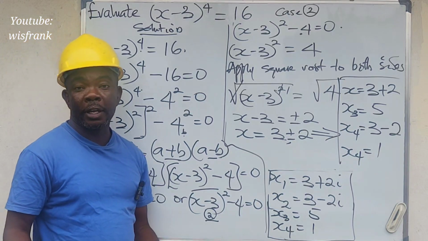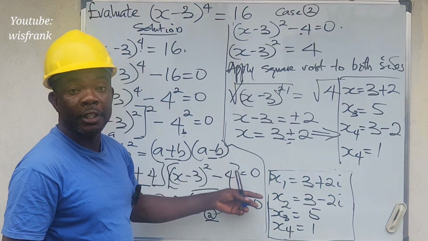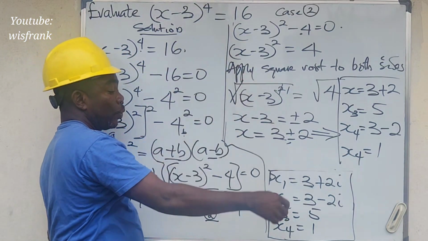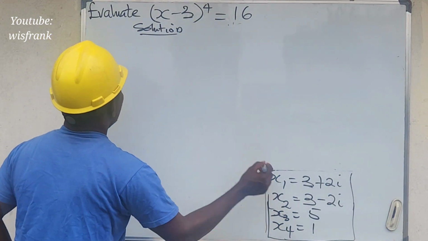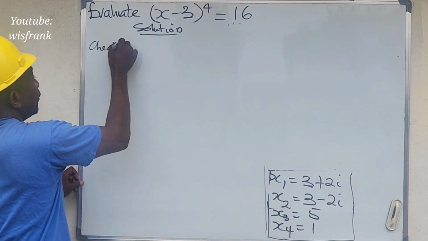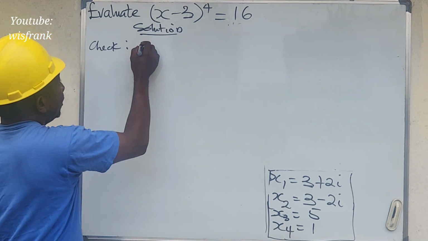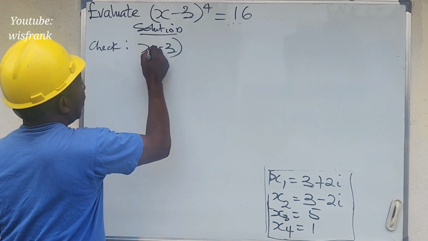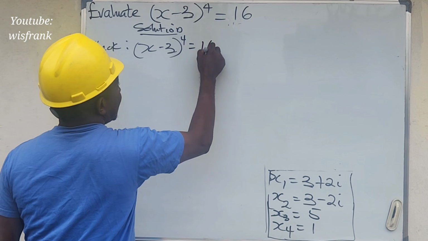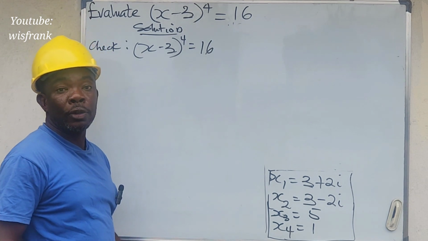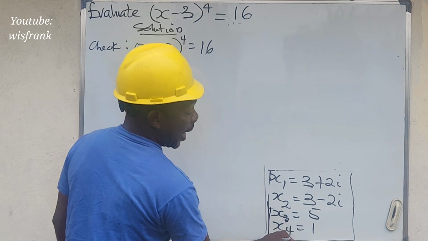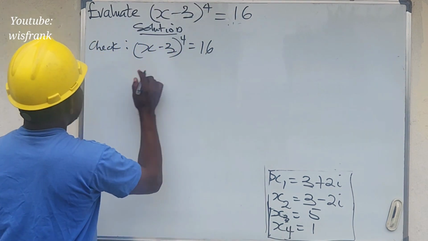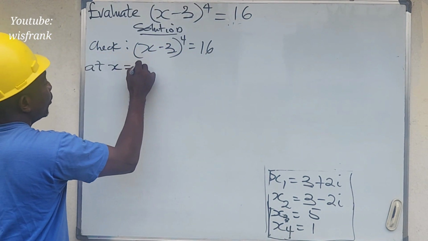We can do a little check for us to see whether each of these solutions will satisfy this equation. Before we do that, we need to clean this. So from the question, we are given (x minus 3) all to the power of 4 equals 16. We are going to use the real solutions of x, which are x3 and x4. So let's say at x equals 5.